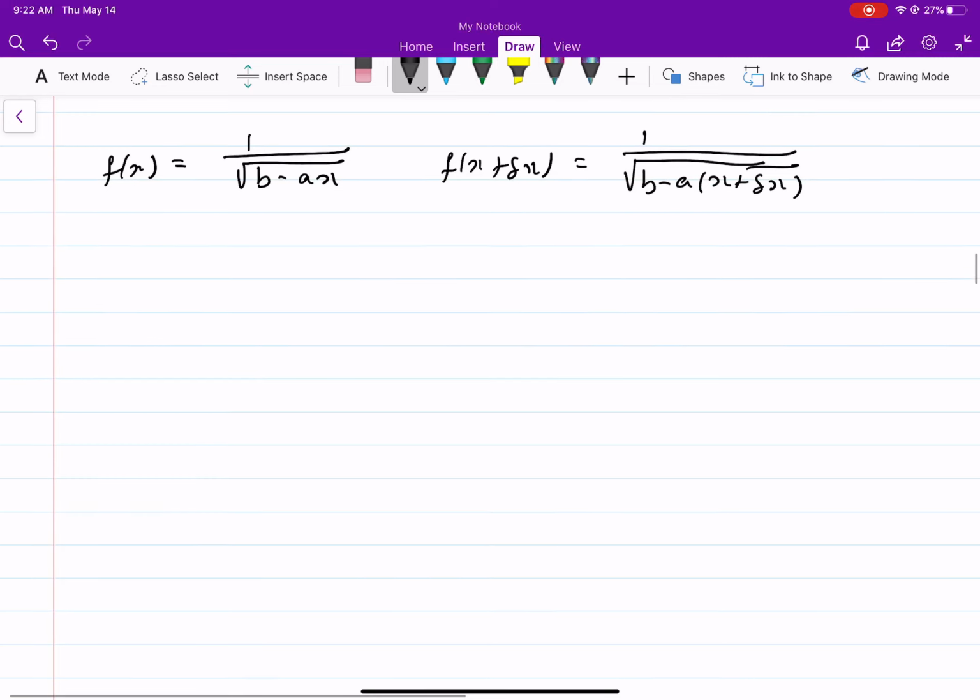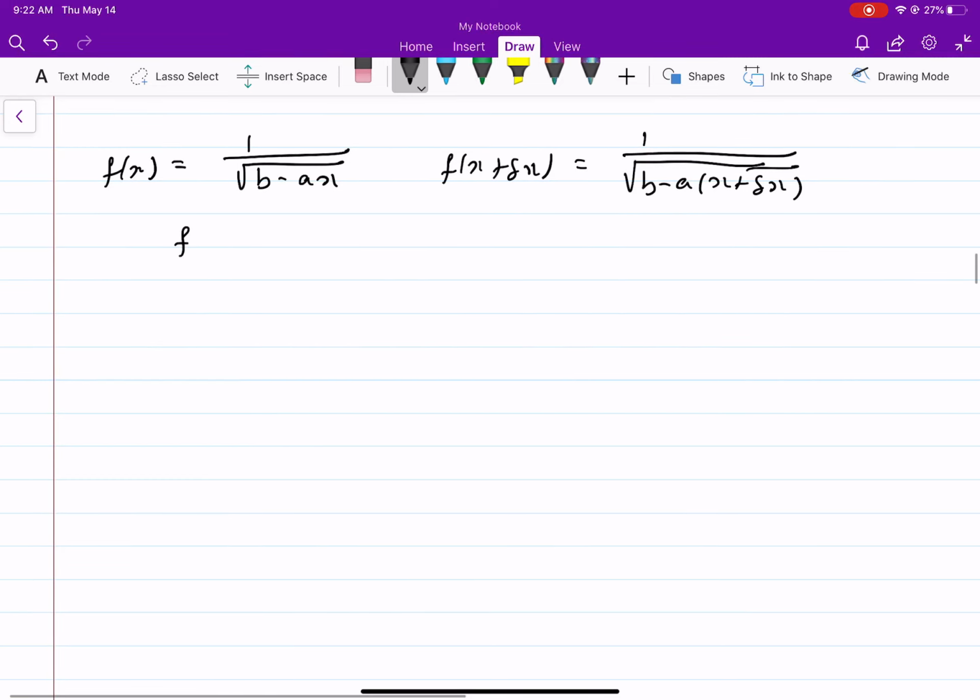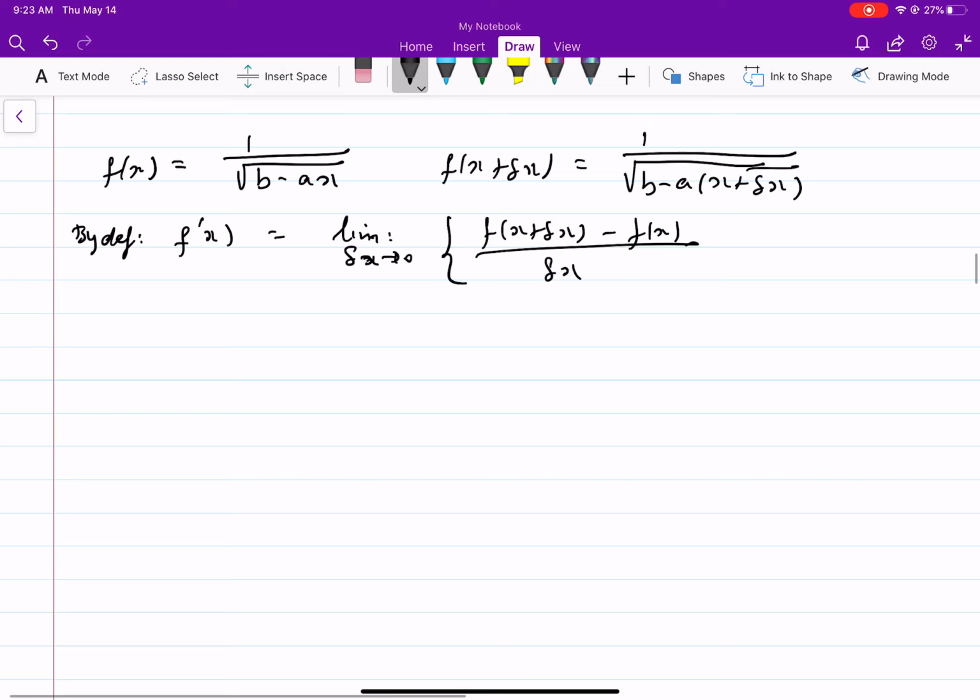Okay, let's find f prime of x now. By definition, f prime of x is equal to the limit as delta x approaches 0 of f of x plus delta x minus f of x all upon delta x. So I'll take f of x plus delta x minus f of x. I can see this is a complicated looking expression, and I'll work on it on the side right now.